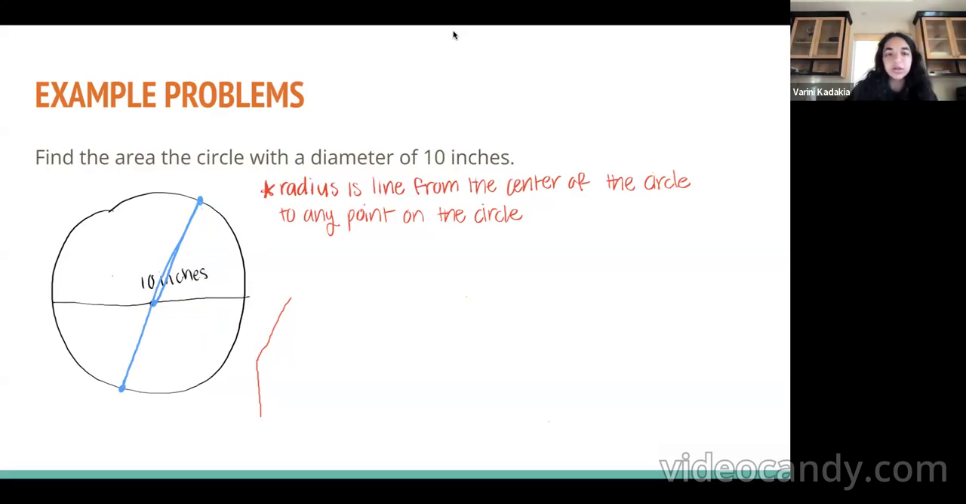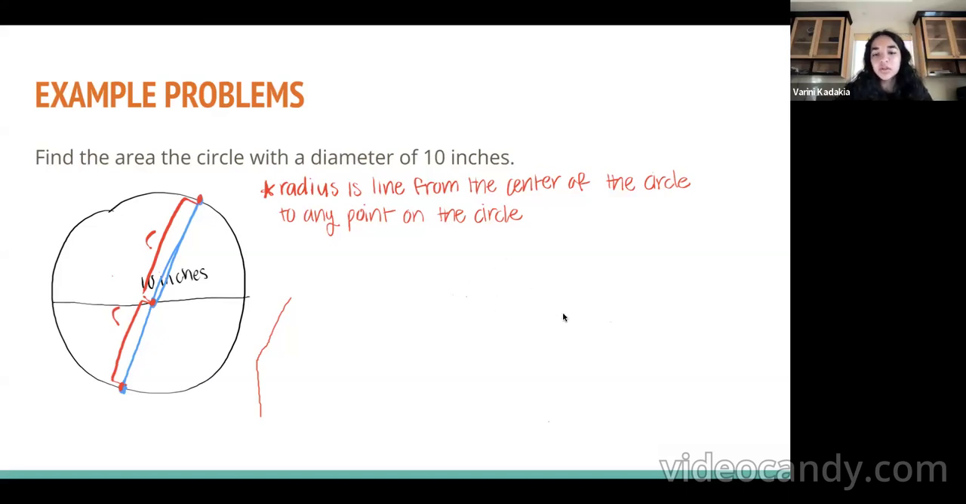So every diameter, if you look closely, is composed of 2 radii, because you're going from the center point to a point on the outside, and from the center point to another point on the outside, right? So here is one radius, and here is another radius. Does that make sense? Yeah, okay.